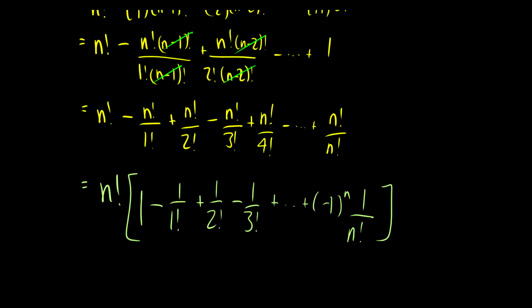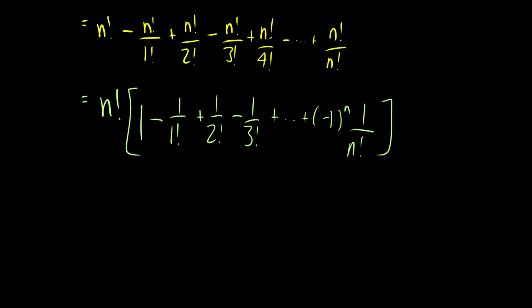Very, very cool. In fact, what's even cooler is that this is very close to n factorial over e, where e is, of course, the exponential constant. So that's 2.718, something like that. Of course, you guys should all know e by now.